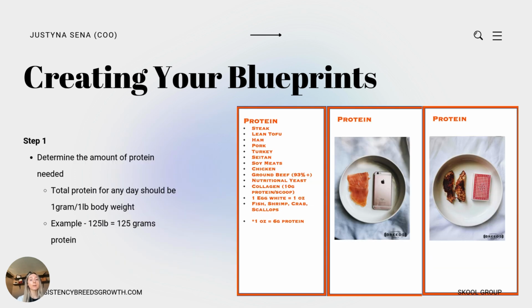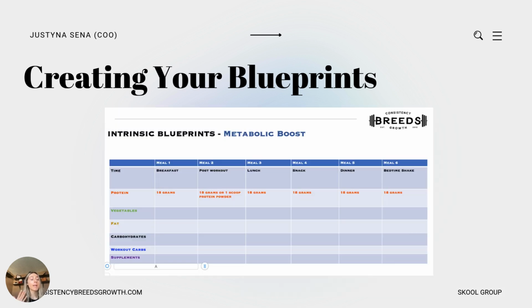If I go back to this page and I look at the macro cheat sheet, how in the world am I going to hit 18 grams of protein per meal? Well, that's simple. I'm going to weigh out 3 ounces of a cooked protein because 3 times 6 is 18 grams. And that is exactly how I'm going to hit 18 grams of protein per meal. Thinking of a post-workout protein shake, most protein powders are around 18 grams of protein to 30 grams of protein. So as long as you do 1 scoop of that powder, you'll be good to go. And that's how we hit our protein intake for the day for metabolic boost.